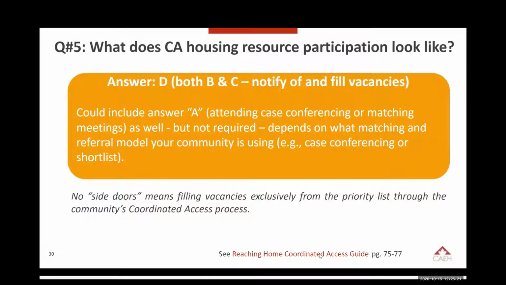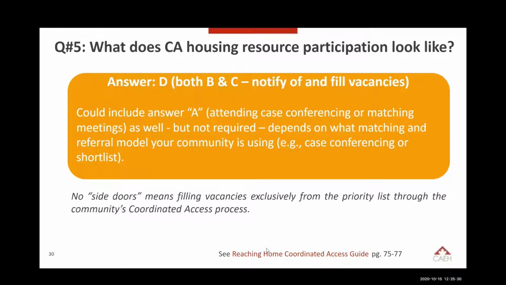Are you doing matching using a case conferencing model, a shortlist model, or some kind of combination? So that's where the depending comes in. So you can refer to the Reaching Home Coordinated Access Guide on pages 75 to 77 to read more about these different approaches.